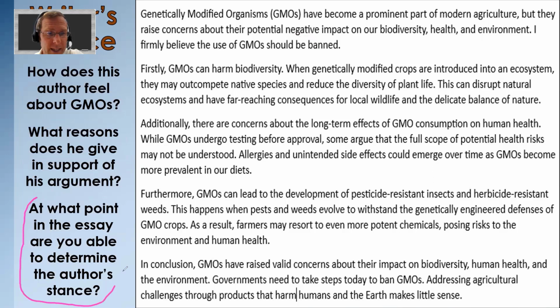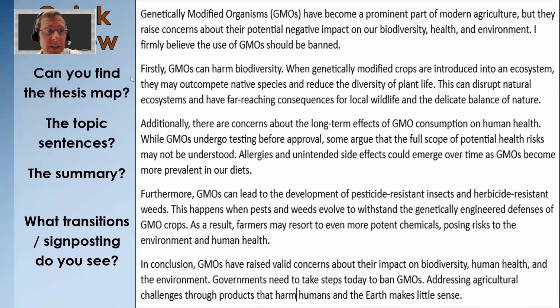And at what point in the essay are we able to determine this author's stance? Right away, in the introduction, right? The author is very direct. He's very clear in how he feels about this topic. So we saw our thesis map, which we said was that sentence right here, biodiversity, health, and the environment. We saw our topic sentences.